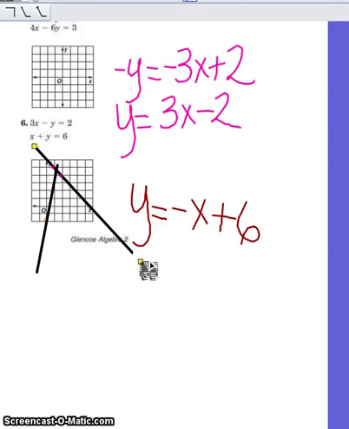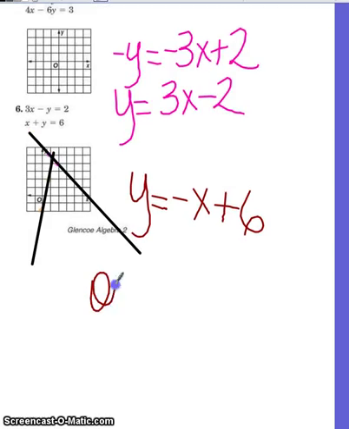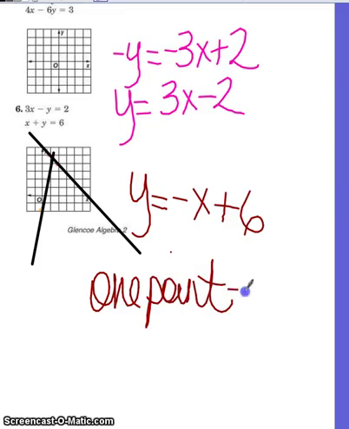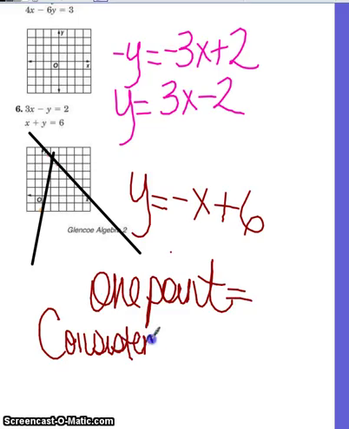And what do I know about my answer there? How many points does it cross at? It only crosses at 1 point, correct? So if you look at your example above, 1 point means what? Consistent and independent. So those are the 2 things you need to know there.